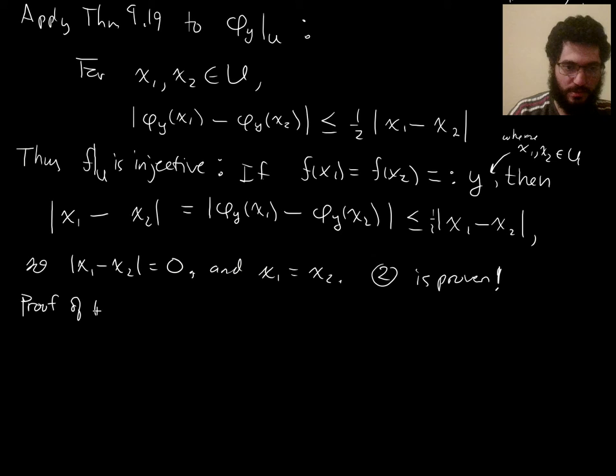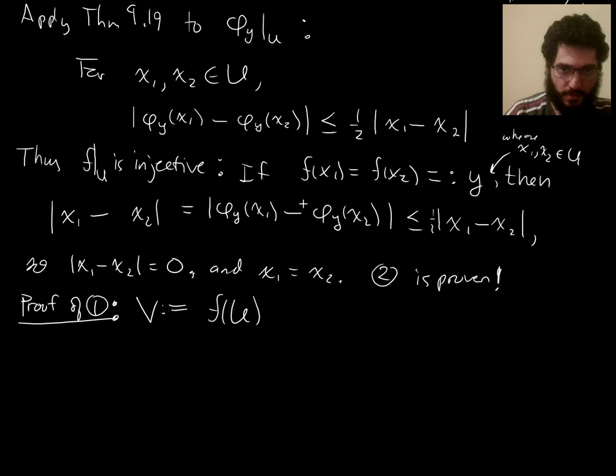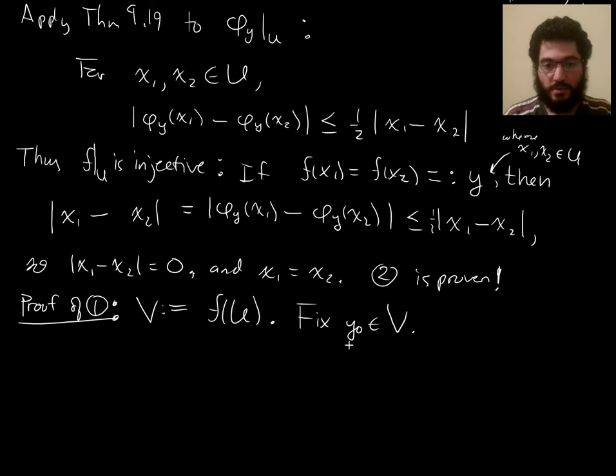So proof of 1. Now, the goal, so remember we defined V to be f of U, where U was that set described above, that ball of radius delta. Then in 1, we want to prove that V is open. So let's fix some y naught in V. To prove V is open, we must prove that there is some radius that's small enough so that a ball of that radius centered at y naught is fully inside V.